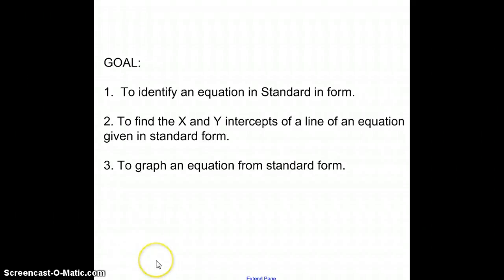So our goals here: you will all be able to identify an equation that's written in standard form when we're done with this video, and also you're going to be able to find the x and y intercepts of that equation, and be able to graph that equation. You're going to see numbers 2 and 3 really go hand in hand, and they are not going to be that difficult for you.